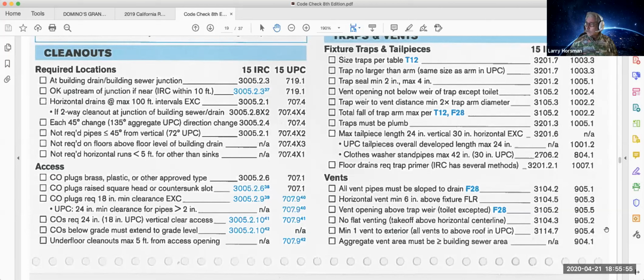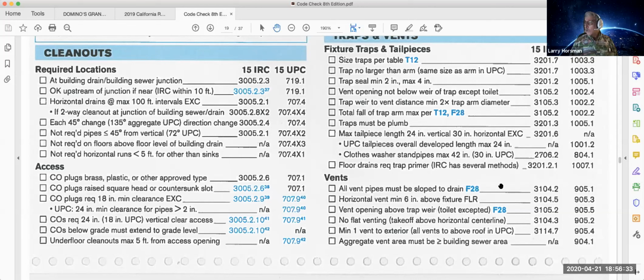Max length of tailpiece is typically 24 inches, although for the clothes washer standpipes, you can see 30 inches for the Uniform Plumbing Code. It can be more for the IRC, but again, the state of California doesn't use the IRC, but there are states that do. So if you get outside of California, or if you get in a pinch and you're trying to convince the building inspector that what you've done is okay, they might accept that on a one-time basis.